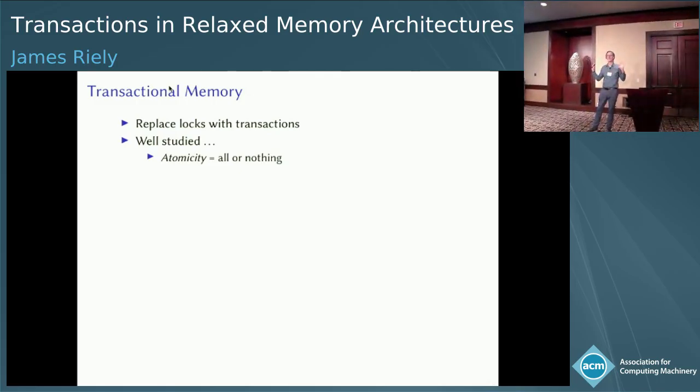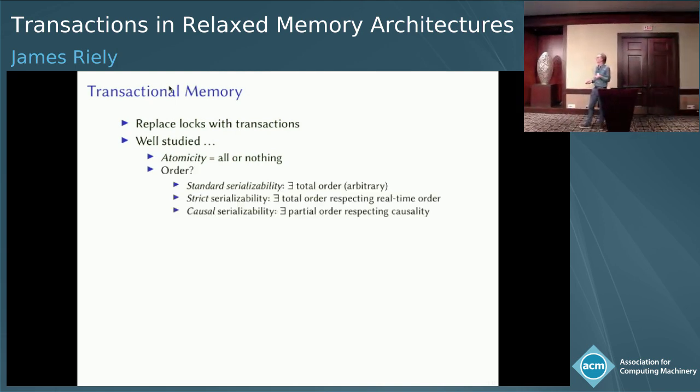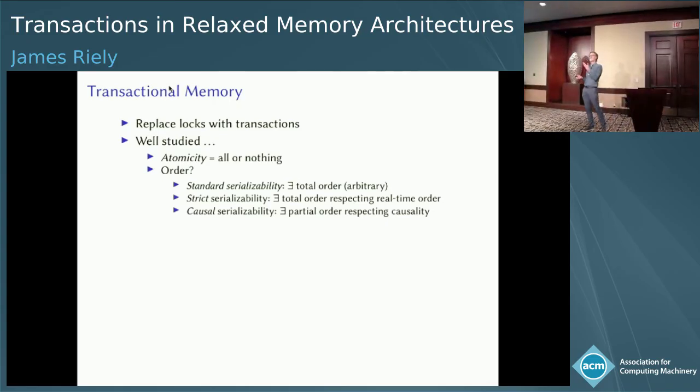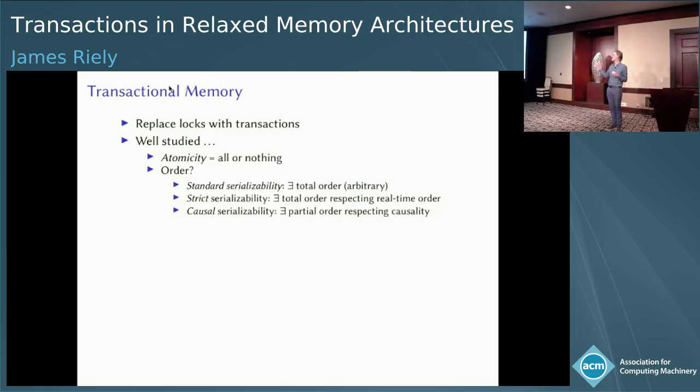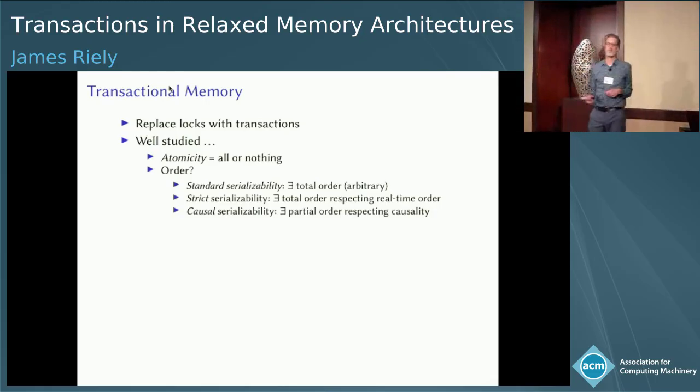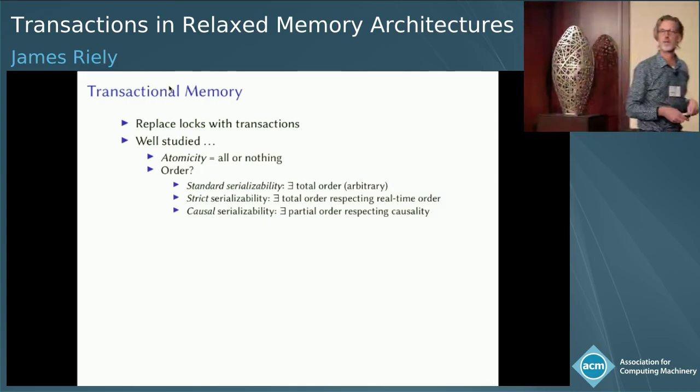It's an atomic event. It happens all or nothing. After that, it gets a bit messy. So, for example, what order should the transactions be seen in? The standard answer is serializability. What that says is that there exists a total order that explains all of the transactions that have committed.